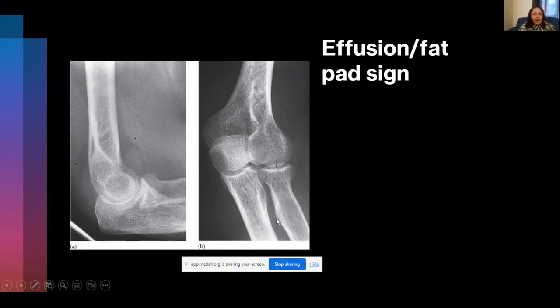So when we look at the AP X-ray, if we look carefully, we'll find this crack or this fracture within the radial head that would explain the joint effusion on the lateral X-ray.